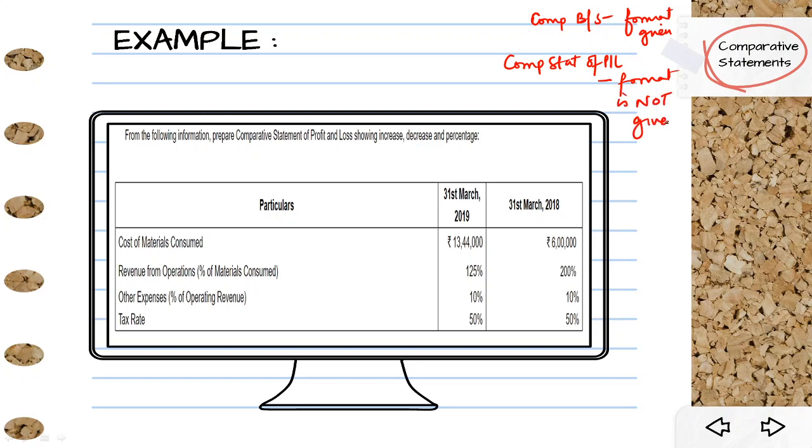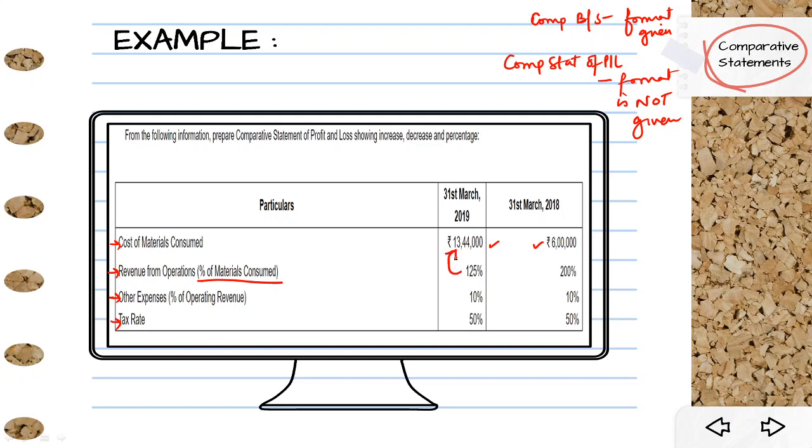They will give you certain items, like in this question they have given us the cost of materials consumed, revenue from operations, other expenses and tax rate. So the items would be given to you. You have to put it into the proper format. Now as you can see in the question, even the amounts are not given here, but it is very easy to calculate. As you can see, cost of materials consumed is given to you in the question. Now revenue from operations, they have given percentage of material consumed. That means whatever percentage is given, we have to apply it on the materials consumed. So what is revenue from operations in 2019?